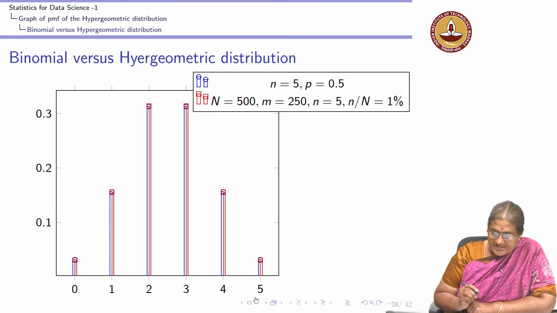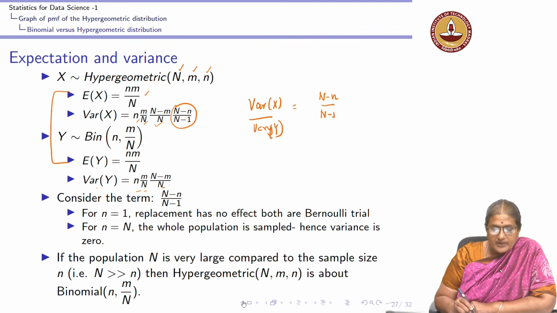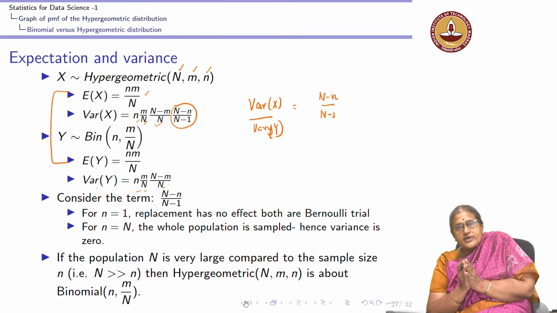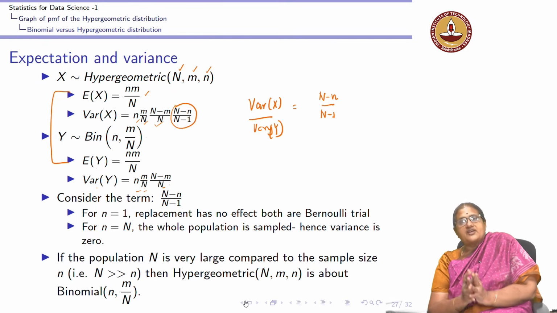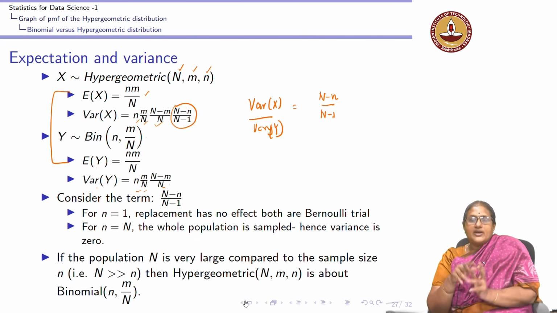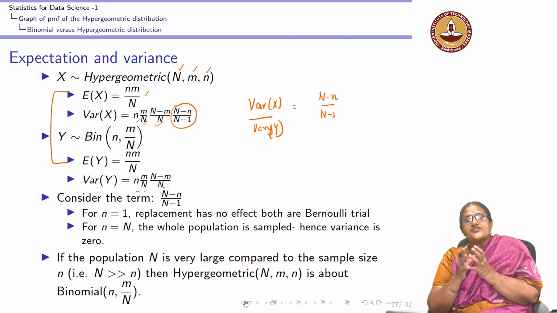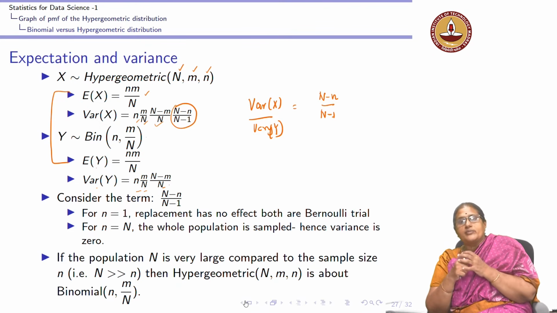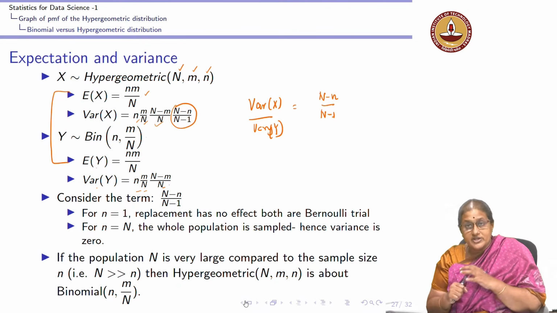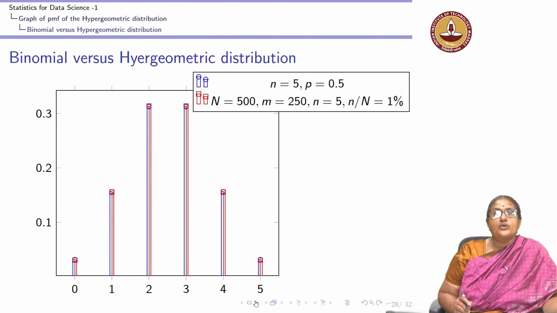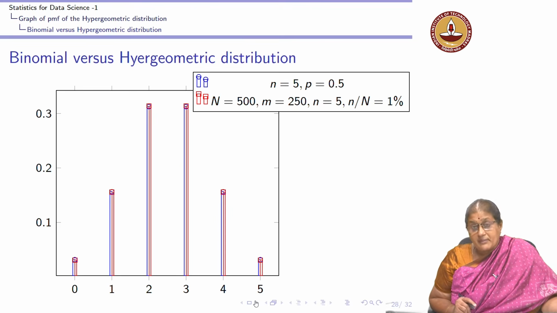Now, let us understand the difference between the binomial and hypergeometric, because we see that the expectation and the variance of the hypergeometric resemble that of a binomial. So, it would make sense for us to look at when a binomial distribution and a hypergeometric distribution are different from each other. So, now let us start by looking at the probability mass functions.